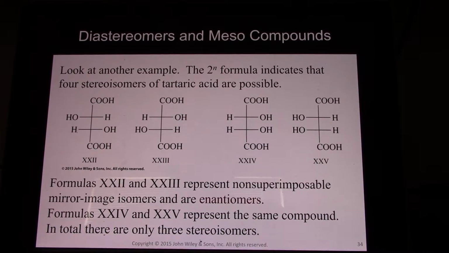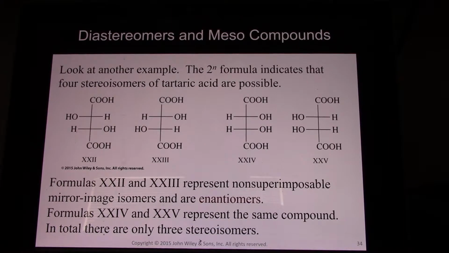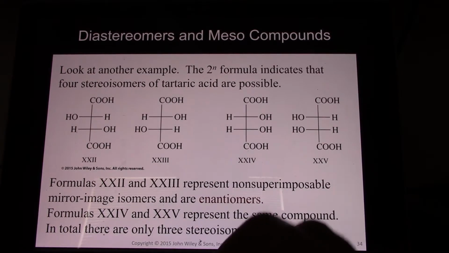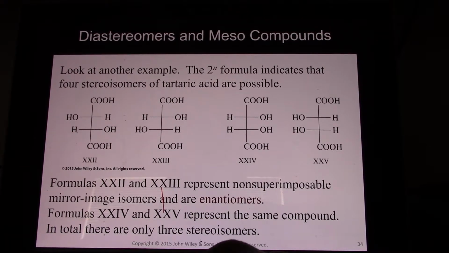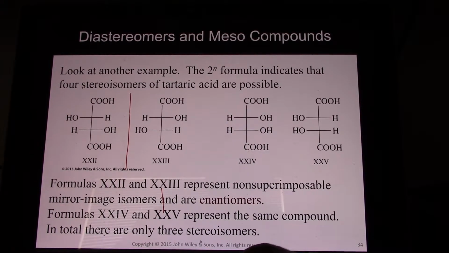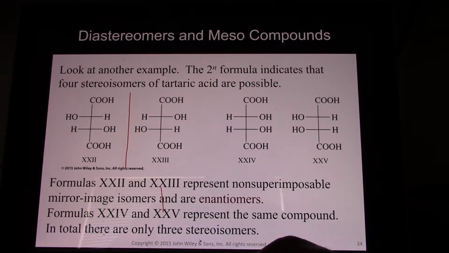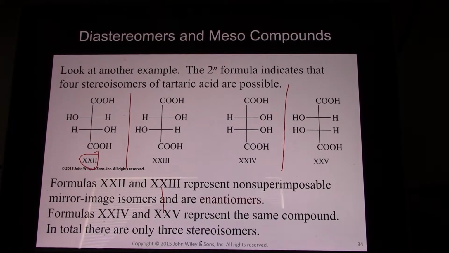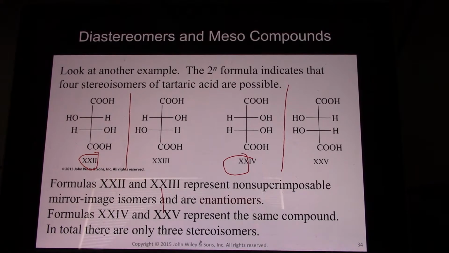Let's look at another example. The 2^n formula indicates that 4 stereoisomers of tartaric acid are possible. Formulas 12 and 13 represent non-superimposable mirror images and are enantiomers. Because if we draw our mirror plane here, we see that they're mirror images of each other. And here, we see the other diastereomer and its mirror image. But this one, 12 and 14, would be diastereomers to each other.